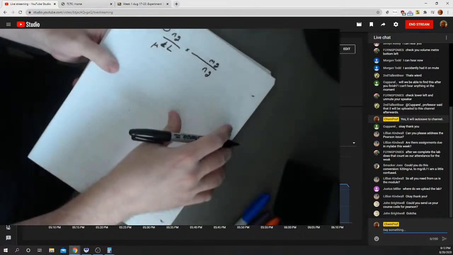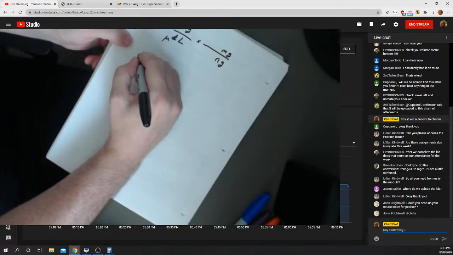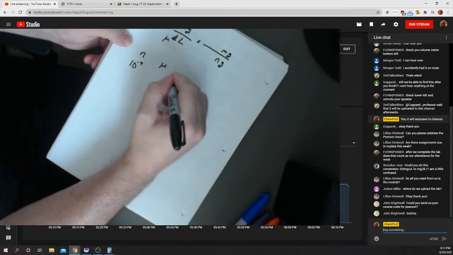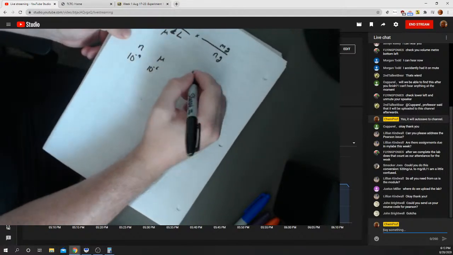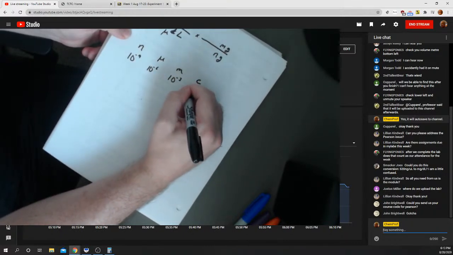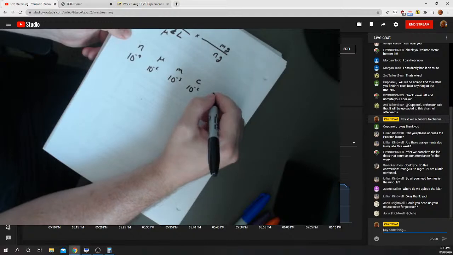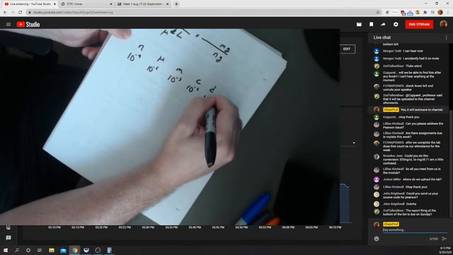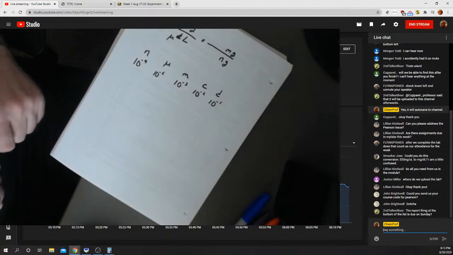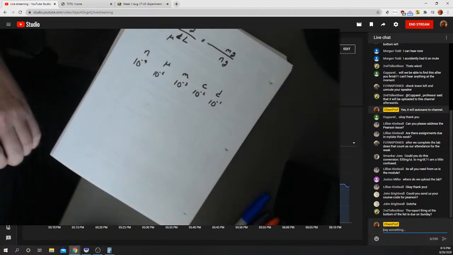Okay, so we're going back to the thing. Nano means 10 to the negative 9th. Then you have micro at 10 to the negative 6th. Then we have milli at 10 to the negative 3rd. Centi is 10 to the negative 2nd. And deci at 10 to the negative 1st. Yes, that's correct, Bear. It's due Sunday by 8 p.m.